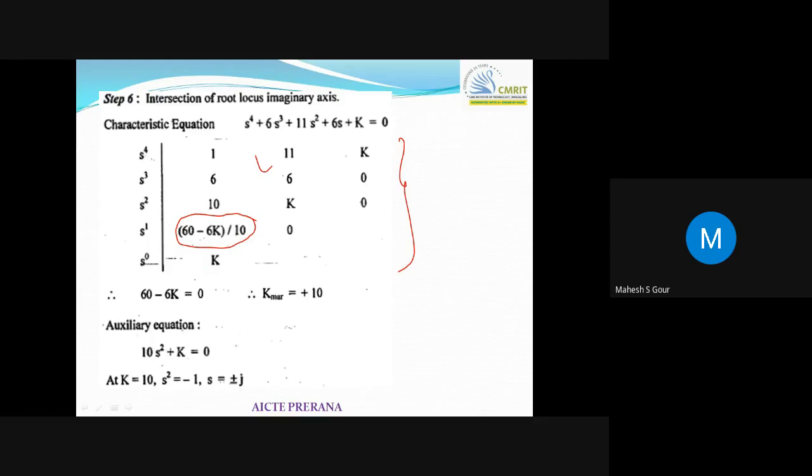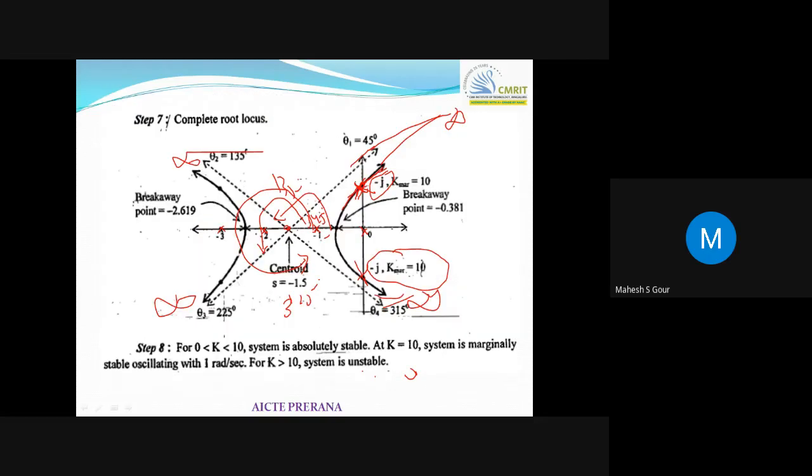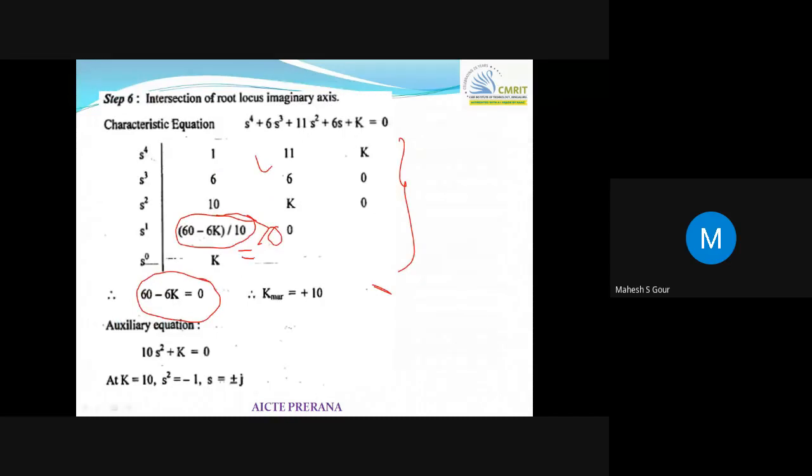Correct? So at this point, you should equate to 0. If you want it absolutely stable, this whole thing must be greater than 0. But here it is sure that the root locus is touching the imaginary axis, which means it is marginally stable. For marginally stable, it should be equated to 0. So when you equate to 0, you'll get k margin as plus 10.